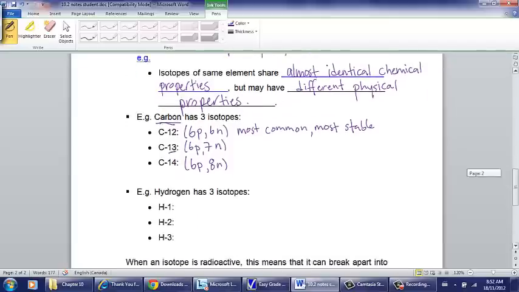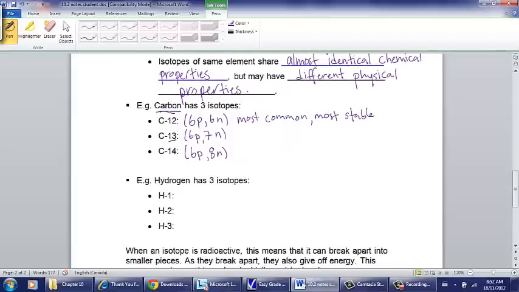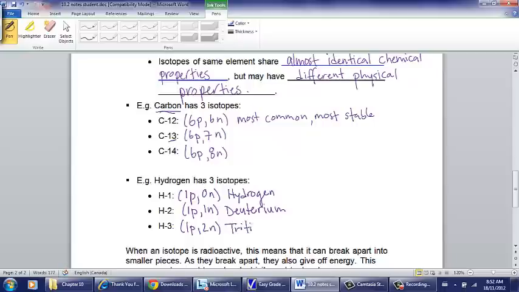Another example I'd like to look at is hydrogen. Hydrogen also has 3 isotopes, hydrogen 1, 2, and 3. Hydrogen 1 has 1 proton and 0 neutrons. And this is the most common form, and we just call this hydrogen. Hydrogen 2 is 1 proton and 1 neutron. And this has a special name that you need to know, and it's deuterium. Hydrogen 3, 1 proton, 2 neutrons. And this is tritium. You're going to need to remember these names. We're going to come back to them.